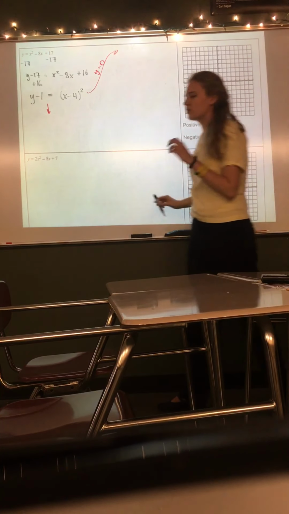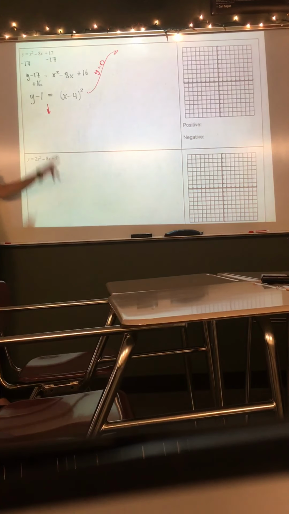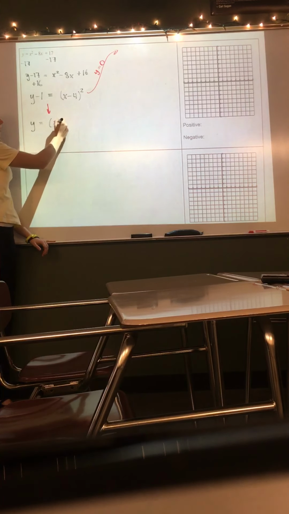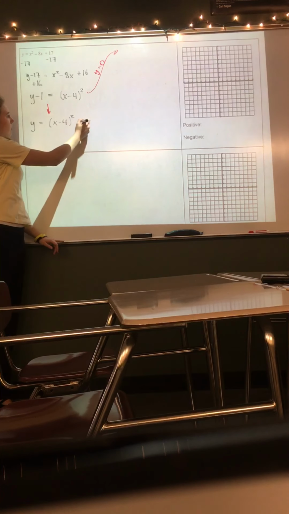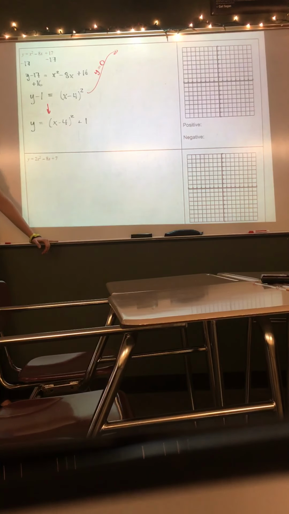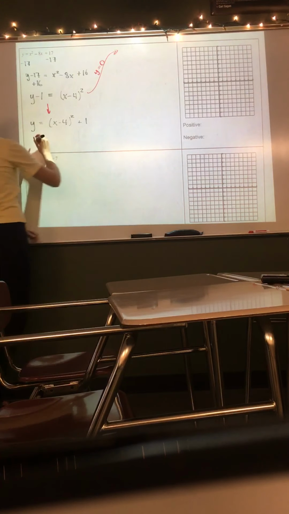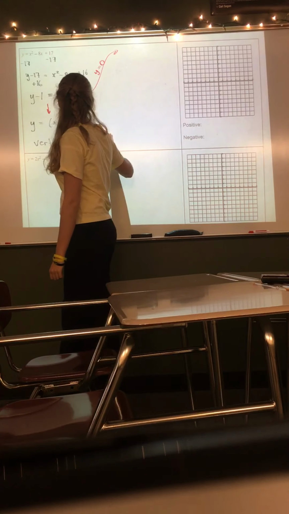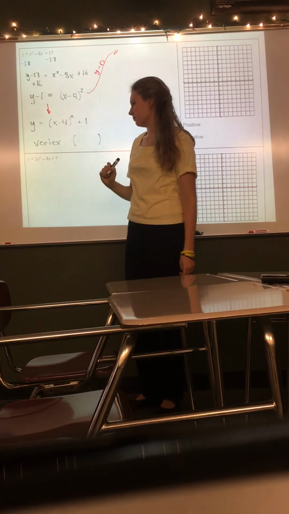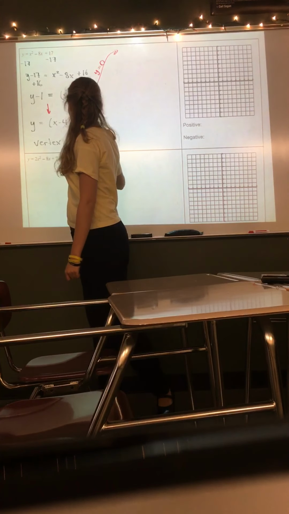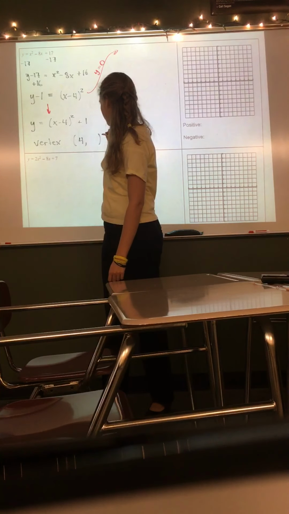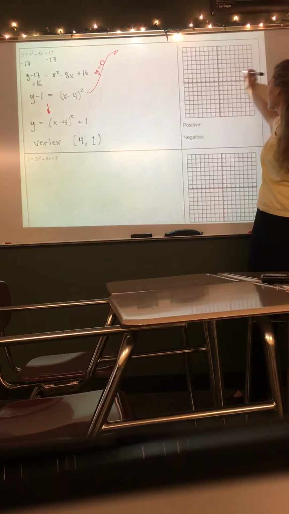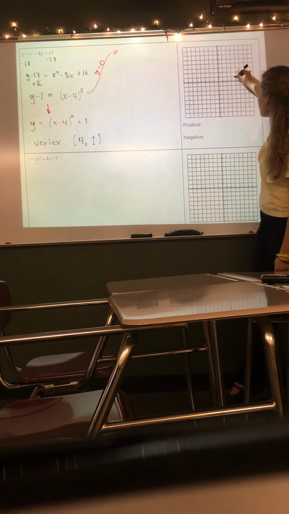So for finding the vertex, all I need to do is move this one over. So we get y is equal to x minus 4 quantity squared plus 1. So Ethan, where is my vertex going to be? Can you put the plus 1 in? Plus 1. Yeah, no, that's plus 1. 4 and 1. Very good. So when I go to graph this, over 4 up 1, there's my vertex.